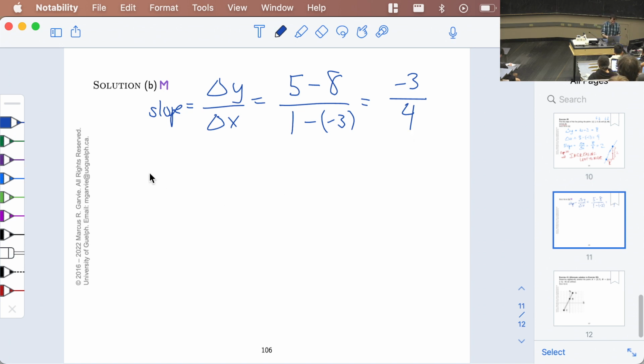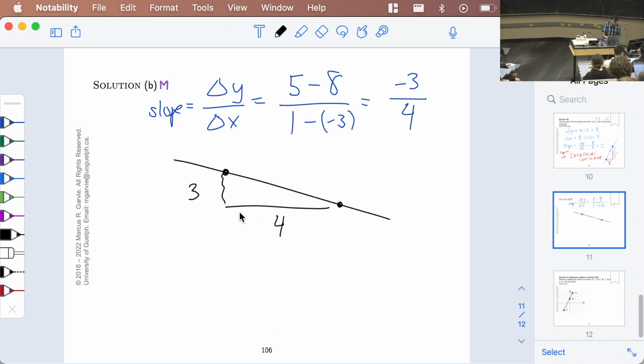That's the slope. This means that if you were going to draw a picture of this situation, it would be going down, but not down very steeply. So it would look something like this. For every 3 units you go down, you go over 4 units. So down, also known as decreasing. And we kind of know by how much.